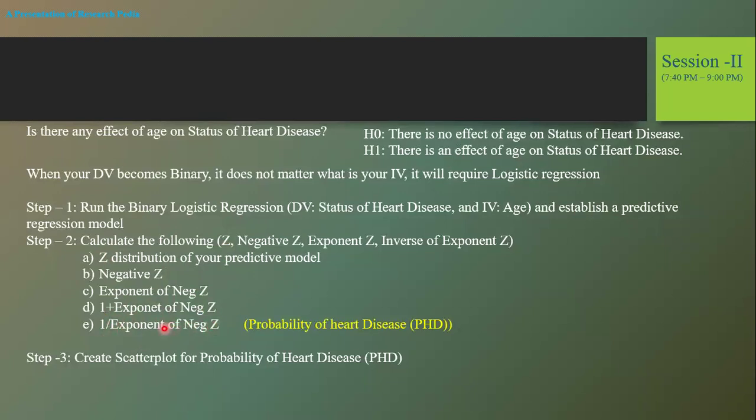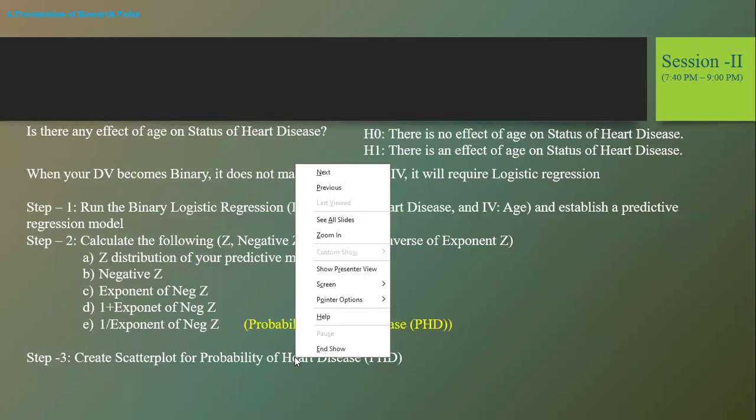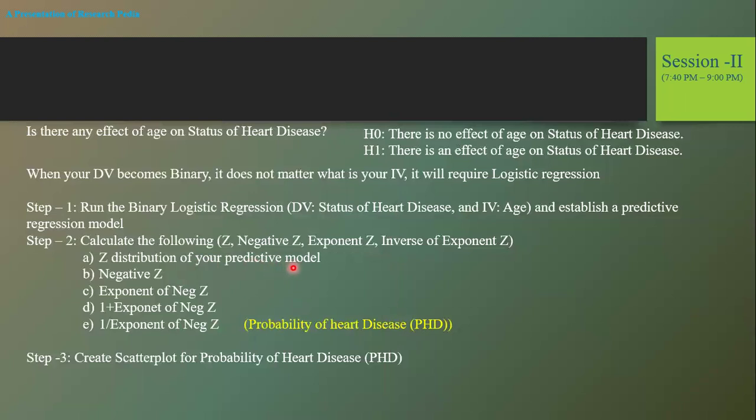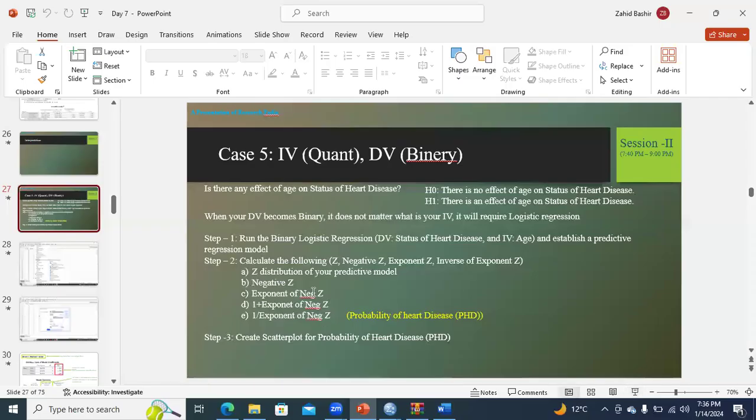So you can see that each of the steps requires some preliminary steps. If we need to create the probability of heart disease, we will need to complete all these steps. After completing them, you can create a scatter plot of the probability of heart disease, which is basically the final step in binary logistics. So let's start these steps. To start, we would require the predictive model that we have calculated over here.